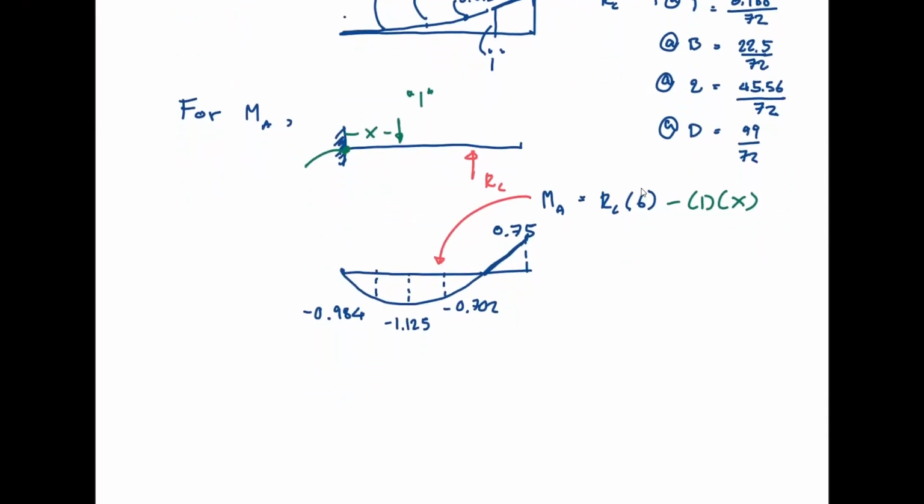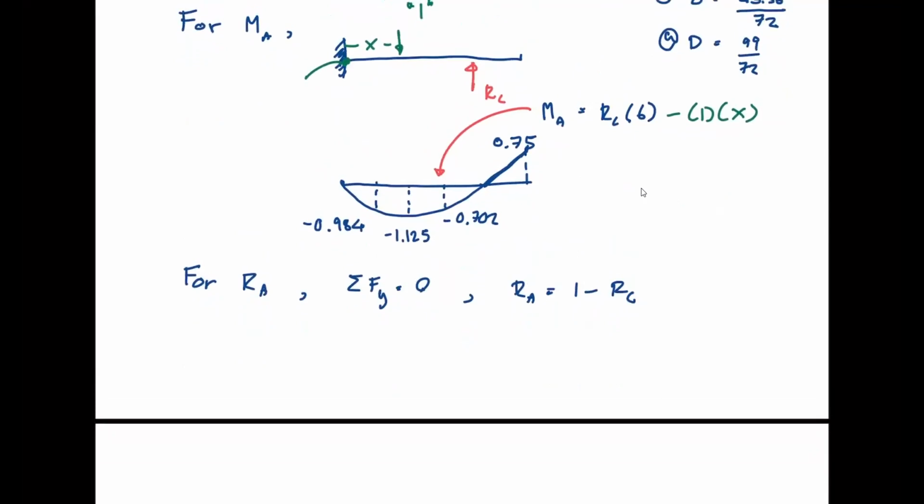Now, next is RA, right? For RA, now it's pretty simple because you know RC. You can just use sigma Fy equal to 0, right? So RA basically is 1 minus RC, right? Pretty simple. Okay.